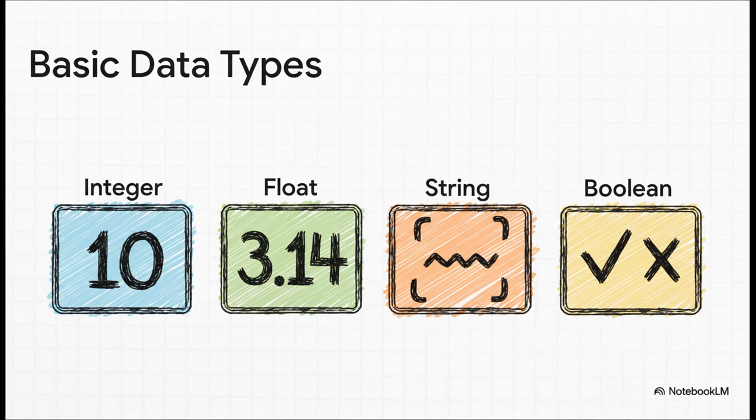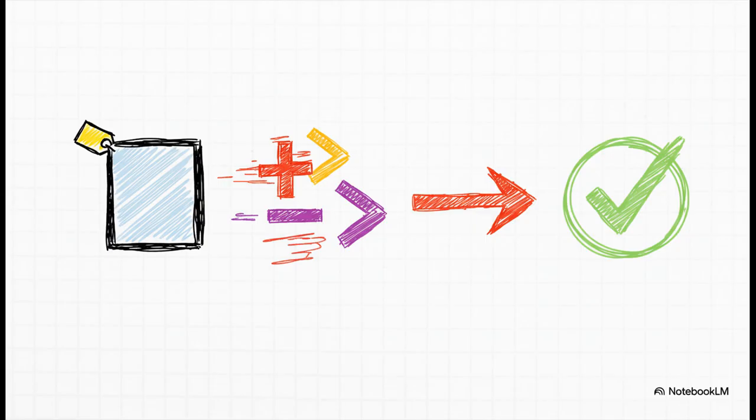So what kind of stuff can we actually put in our boxes? Well, the information comes in a few basic flavors, or as they're officially called, data types. You've got integers, which are just whole numbers. Floats, for any number with a decimal point. Strings, which is just a fancy word for text. And booleans, which are super simple. They can only be true or false. That's it.